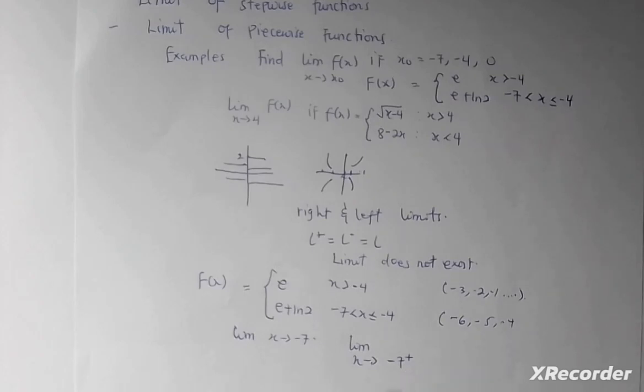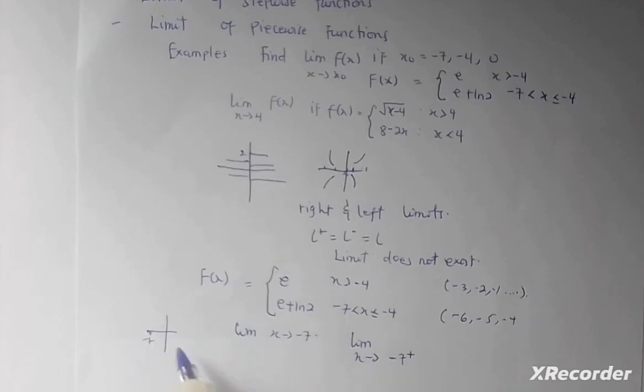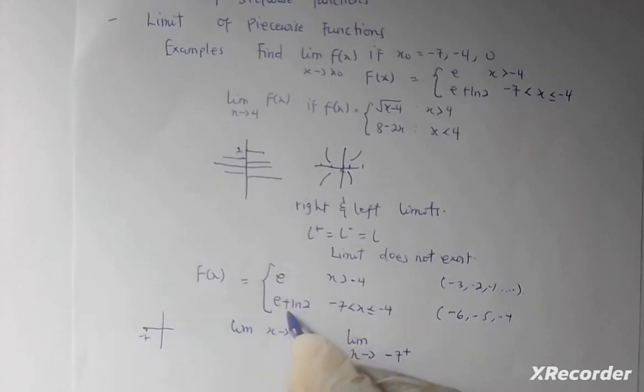side. If I draw any Cartesian plane and I have negative 7, my right side is going to be this side. So if I'm approaching negative 7, then I'm surely going to meet negative 6, negative 5 before I reach there. Meaning this limit will give me the constant value of this, or the right side will fall in this interval. And that is going to be e plus ln 2 as my solution.